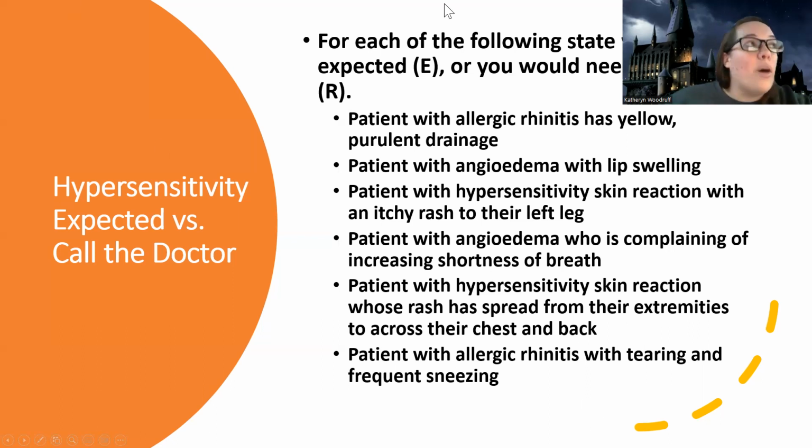But anyway, hopefully that helped to get you started. That's a little bit more into hypersensitivity. And the next one, we will talk all about anaphylaxis.